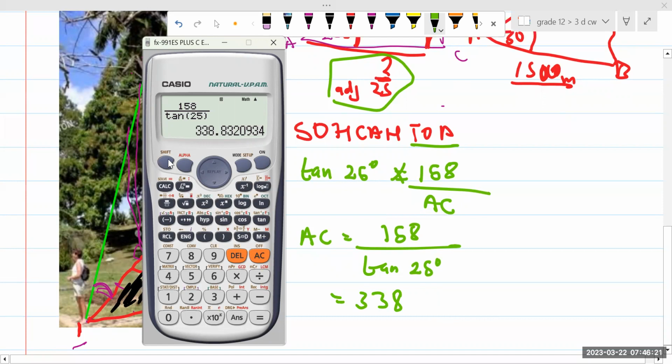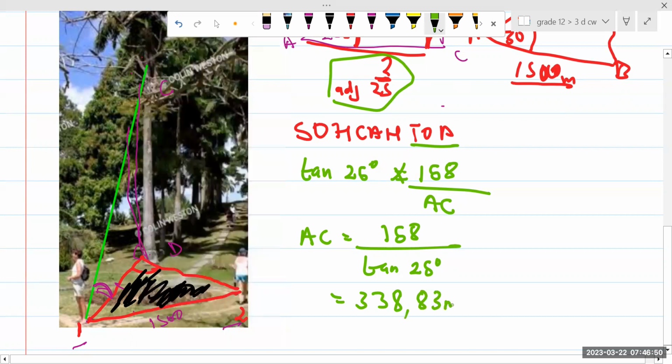You can go to say Shift, and then you press Setup. And then you go to option number 6, which is to tell your calculator how many decimals you want after the comma. Option number 6, they say I can have 0 up until 9 values after the comma. If they said 2 decimal places, I'm going to press 2 here. And then it gives me 338,83.